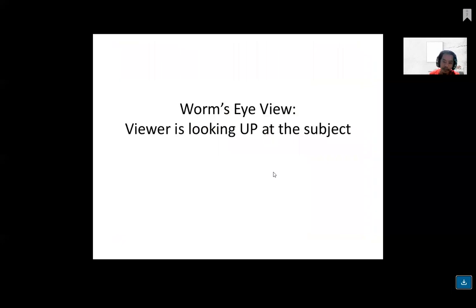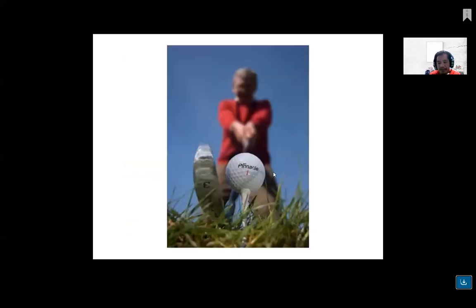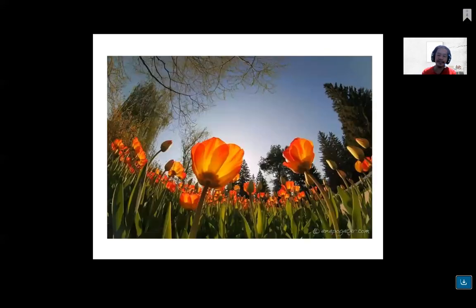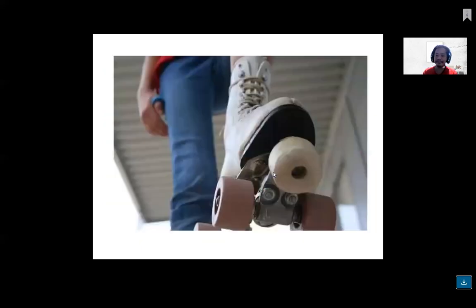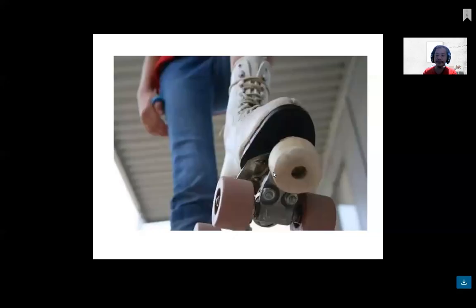Then you're also going to have the worm's eye view. Here is looking up at the subject, okay, from way down below. It could also be from the ground. Powerful. And this is common among architectural photography, skyscrapers. It could also work for flowers. There are other rules that you can actually have.